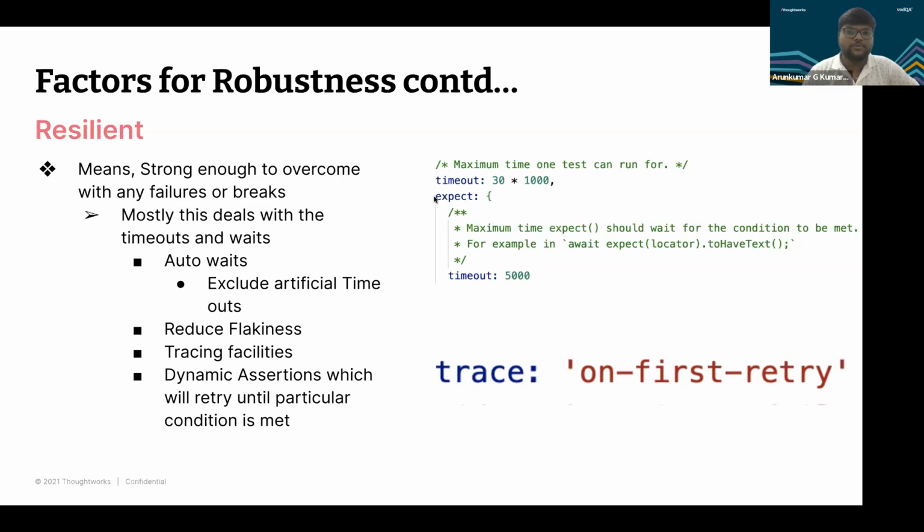And another one: you can add your timeout for your assertions also. If you are expecting something, for example, I have given an example here: expect locator should have some text. But what should it do? By default, in Selenium Java, we'll be using some explicit waits until that condition is met.